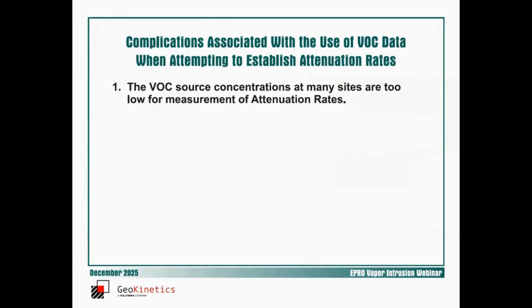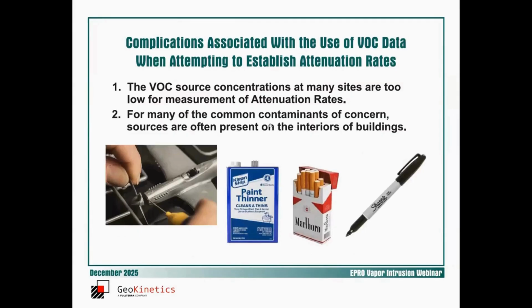What we found is that the VOC source concentrations at many sites are too low for us to measure the attenuation rate of a barrier using VOC data. Another problem in using VOC data for this measurement is that we've got a lot of contaminants on the interior of the buildings from construction materials and other things.